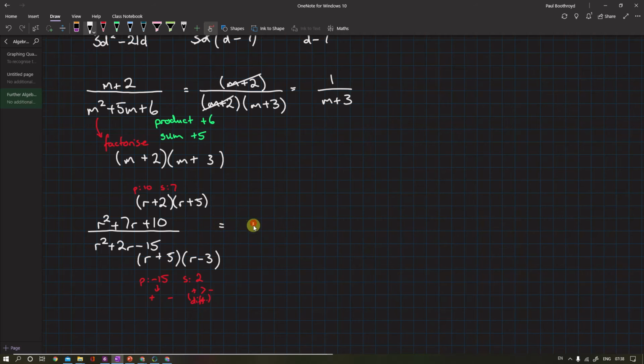So I'm left with r plus 2, well, let's take the brackets out first, r plus 5, they both cancel, and that was multiplied by r plus 2 on the top, divided by r minus 3. And in your final answer, you would not like the brackets. There's no way we can cancel these r's exactly as they are. There are some techniques that will take us further, but that's as far as we can go with that one.